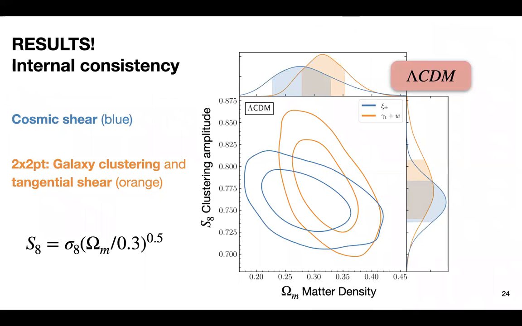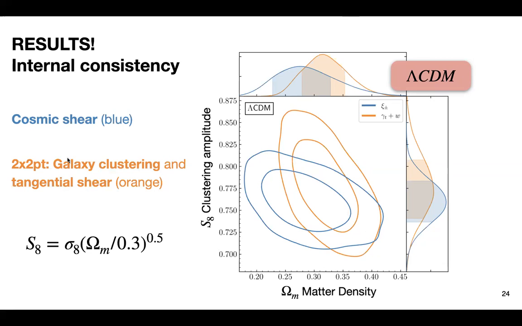I'm now going to go through some of the headline results from the DES analysis and what this tells us about the lambda-CDM model. So the first result is to ask, is the DES data internally consistent? So the blue contour here is cosmic shear, so this is lensing only information, and then the orange contour is this 2x2 combination. So this is the combination of galaxy clustering and tangential shear.